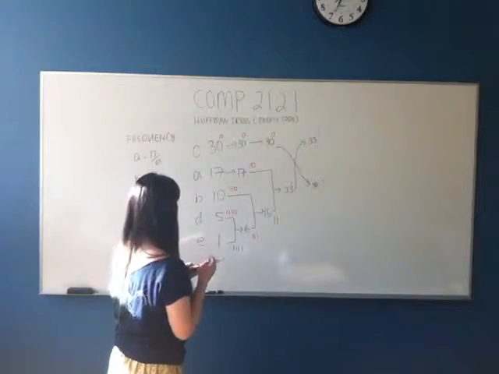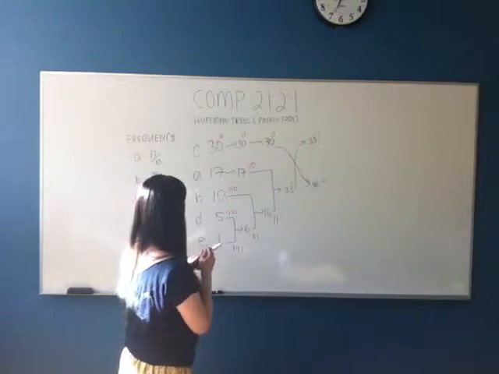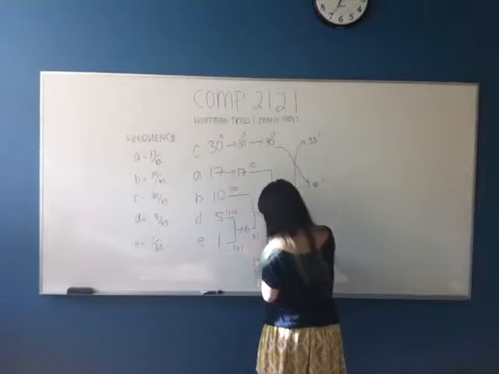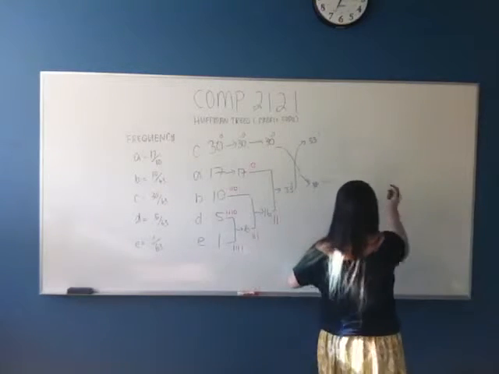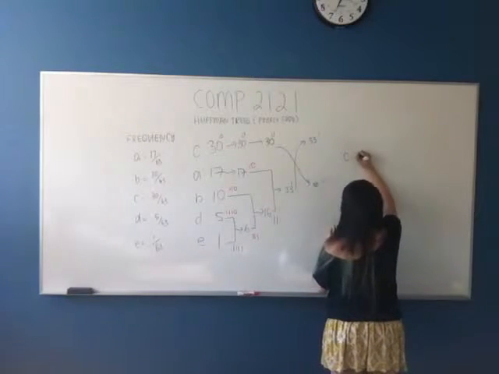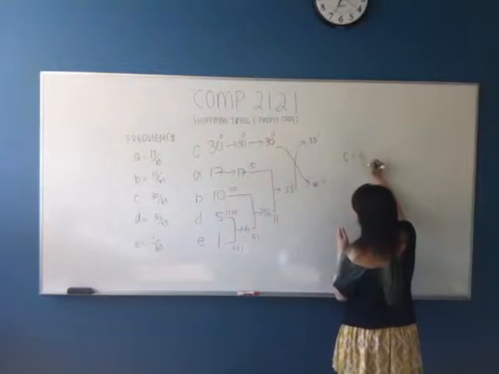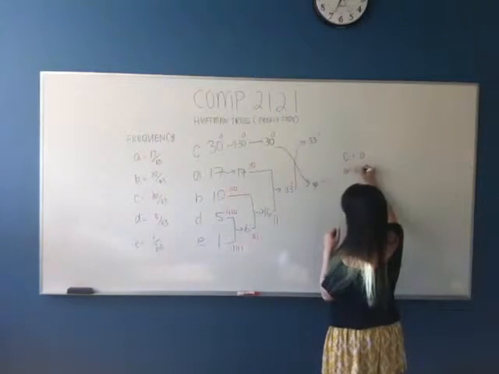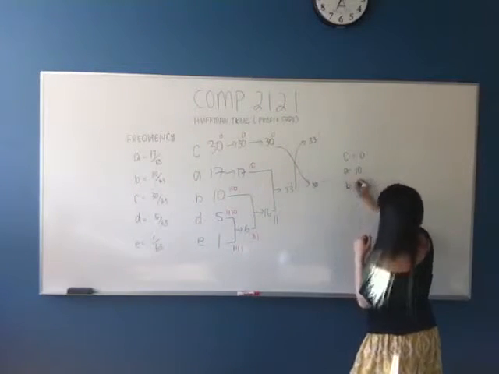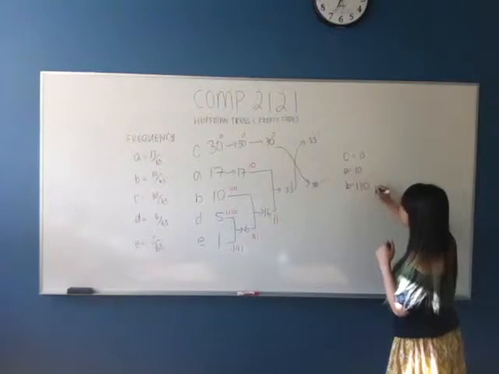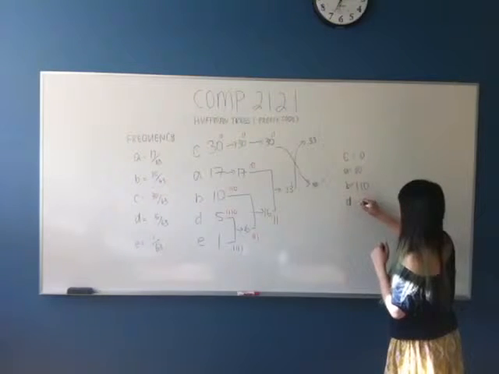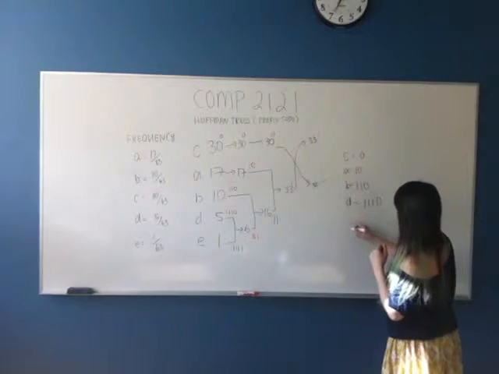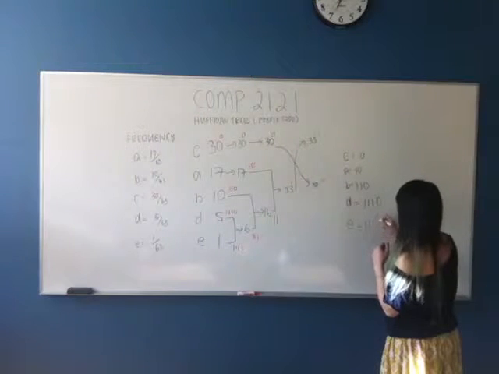And now your prefix code for C is 0, A is 10, B is 110, D is 110, and E is 1111.